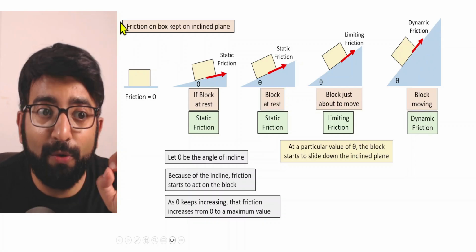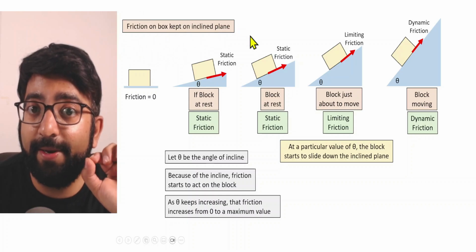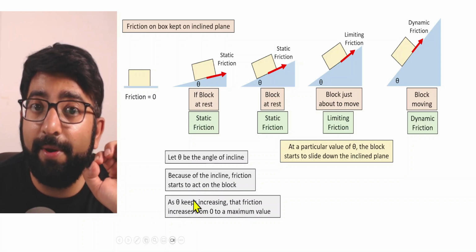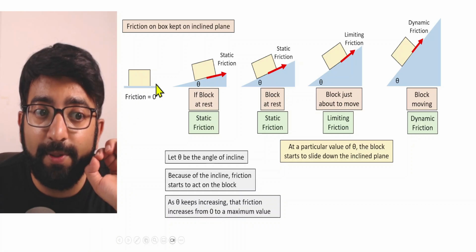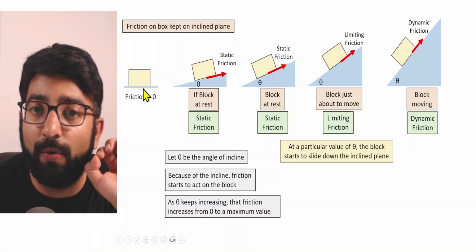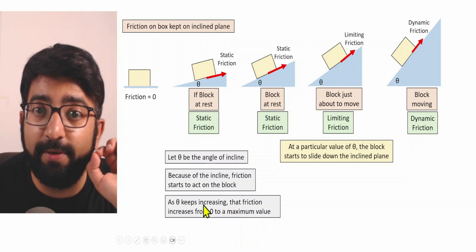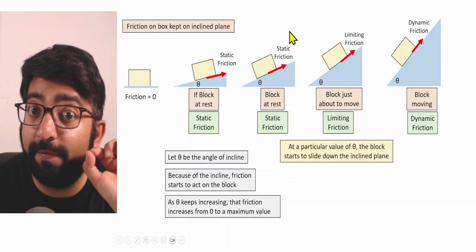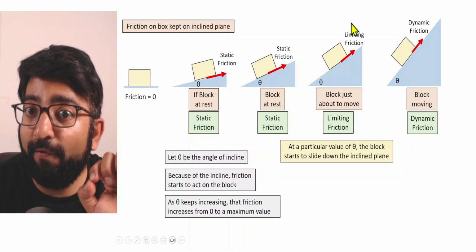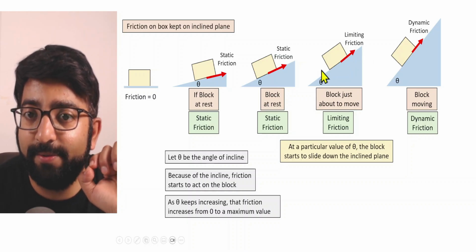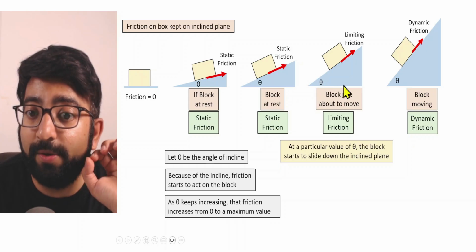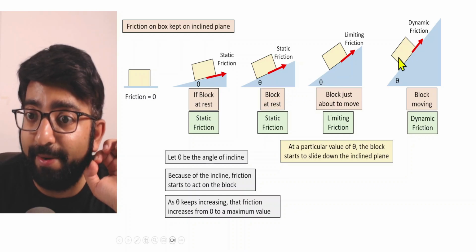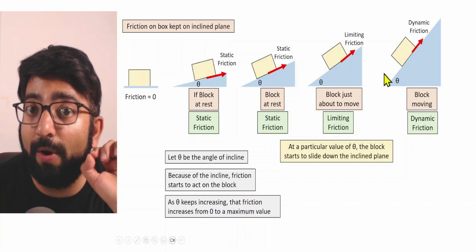So let us quickly summarize. How does the friction on a box kept on an inclined plane vary dependent on the angle of incline? As the angle of incline keeps increasing, the friction value will keep on increasing from 0. Zero friction will happen if the block is kept on a horizontal surface, so theta is 0. So as we keep increasing the angle theta, friction will keep on increasing, but it has an upper limit. The maximum value of static friction is called limiting friction. And the formula for limiting friction is mu times the normal reaction. So there will be a particular critical angle when the block just starts to move. And if we go even beyond that angle, then the block is definitely sliding down the incline. So the friction will now be dynamic or kinetic in nature.